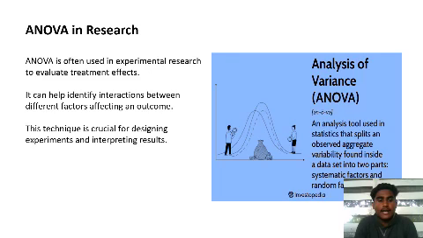ANOVA in research. ANOVA is often used in experimental research to evaluate treatment effects. It can help identify interactions between different factors affecting an outcome. This technique is crucial for designing experiments and interpreting results.